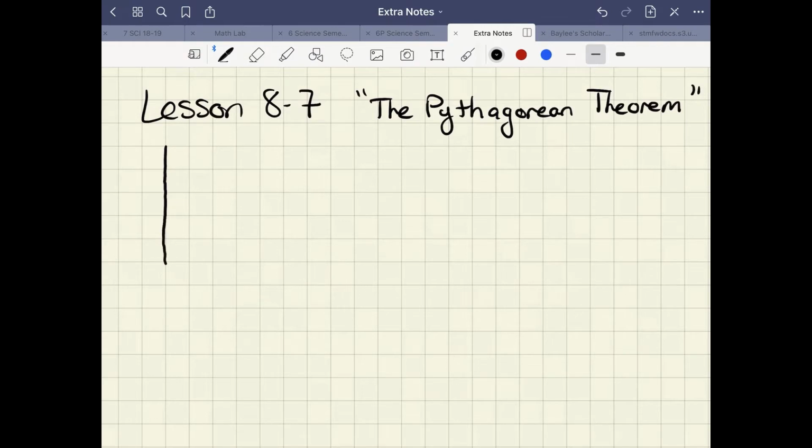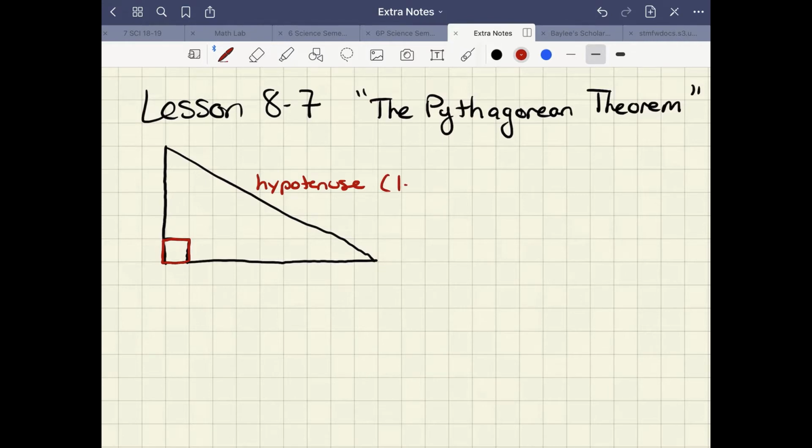A right triangle is a triangle that has a right angle. Now, the thing about right triangles is that because they have that right angle, they also have this longest side known as the hypotenuse. Make sure you're writing this down. The hypotenuse is the longest side.